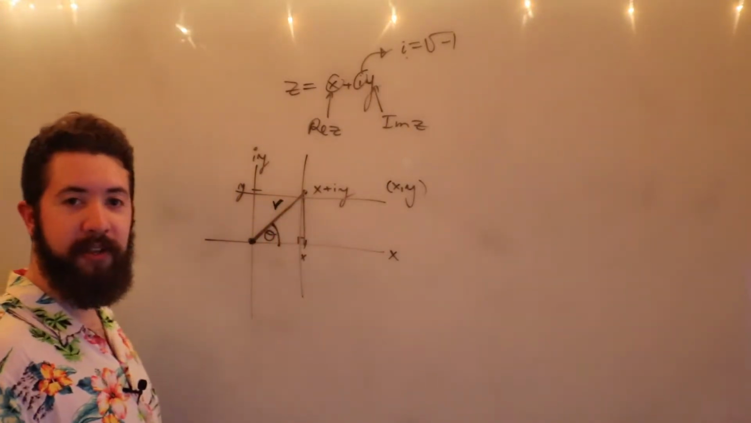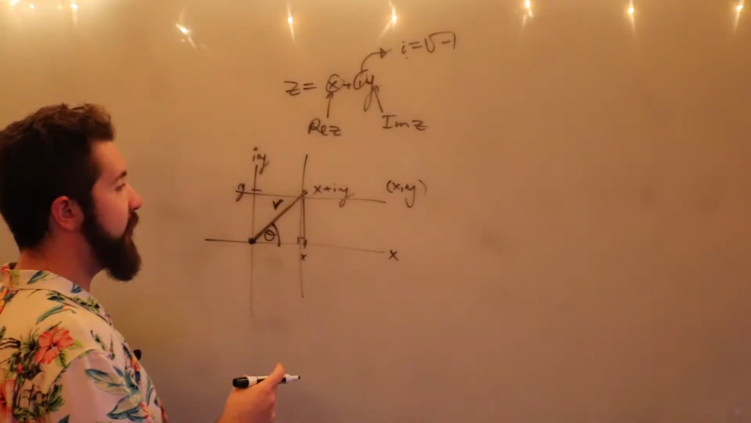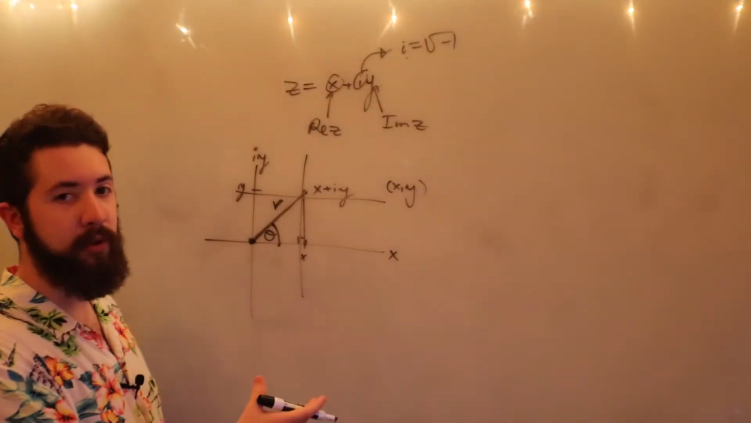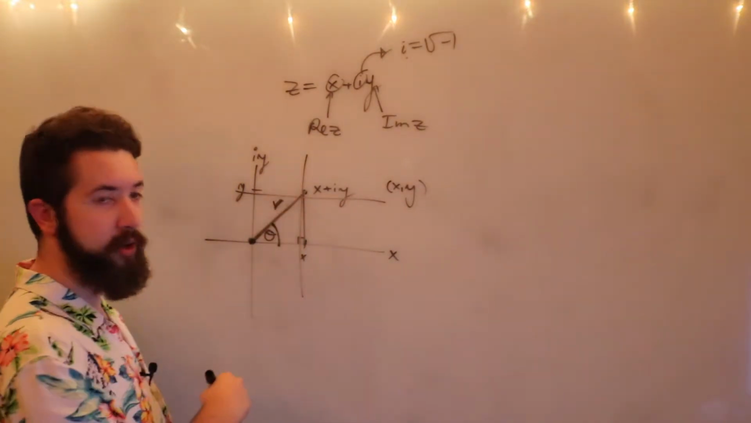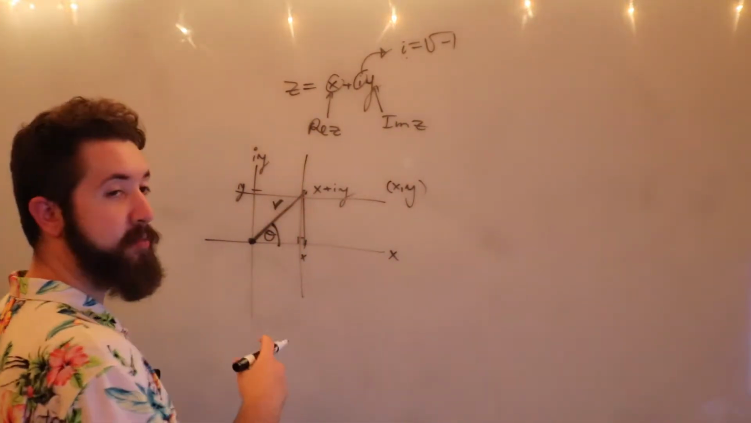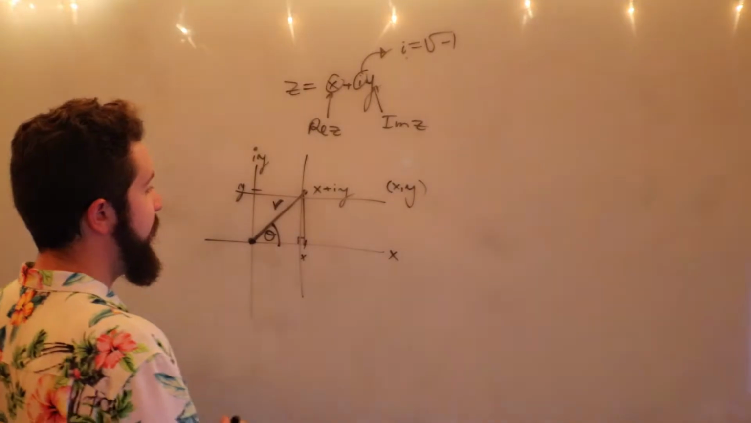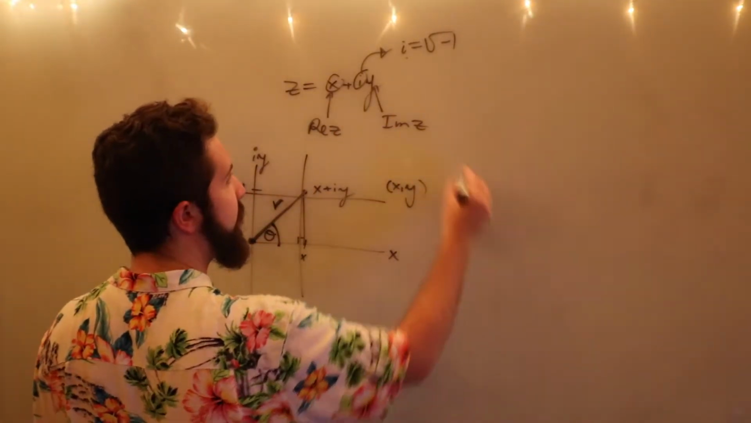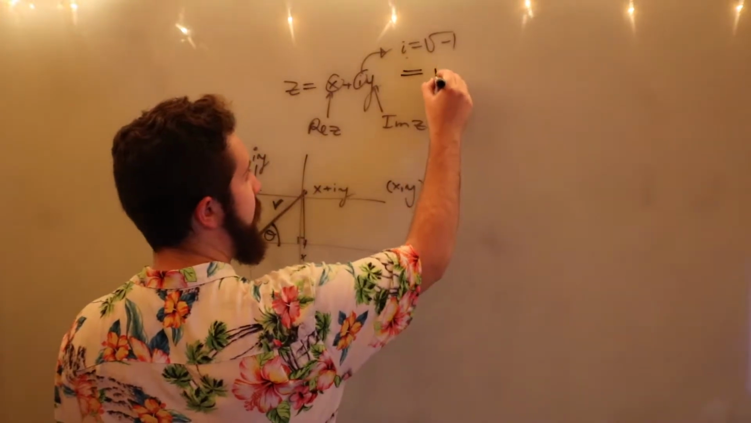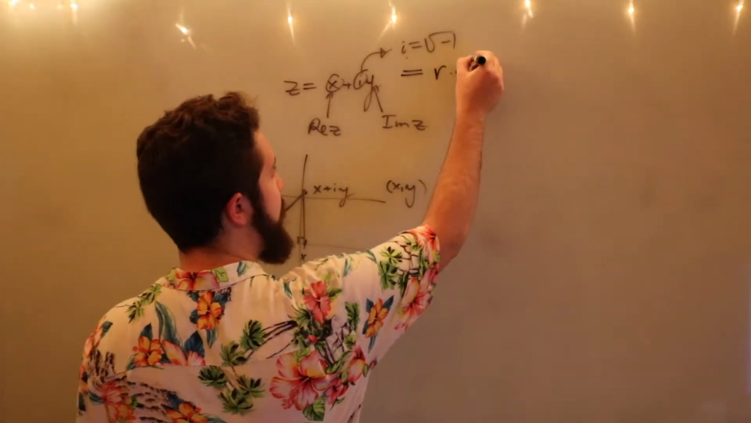So if you don't know this already, you can describe the plane in polar coordinates, actually a bunch of different coordinate systems, other than just the normal grid. And what this means for complex numbers is that you can write every z like this. You can also write it as r times e to the i theta.